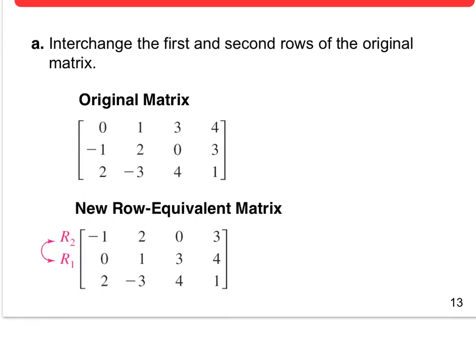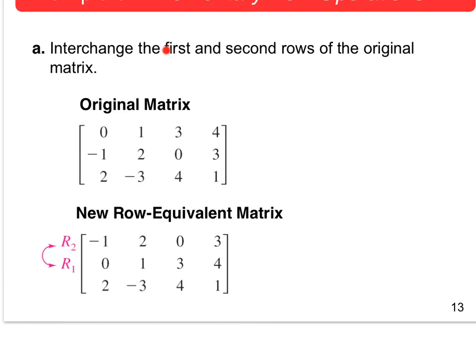For instance, here the problem says to interchange the first and second rows of the original matrix. So I want to swap these two, and that's exactly what our answer is going to show. Row 2 was swapped for row 1, and it shows you where new row 2 is and new row 1 is, right? So this row went to 2, and this row went to 1.